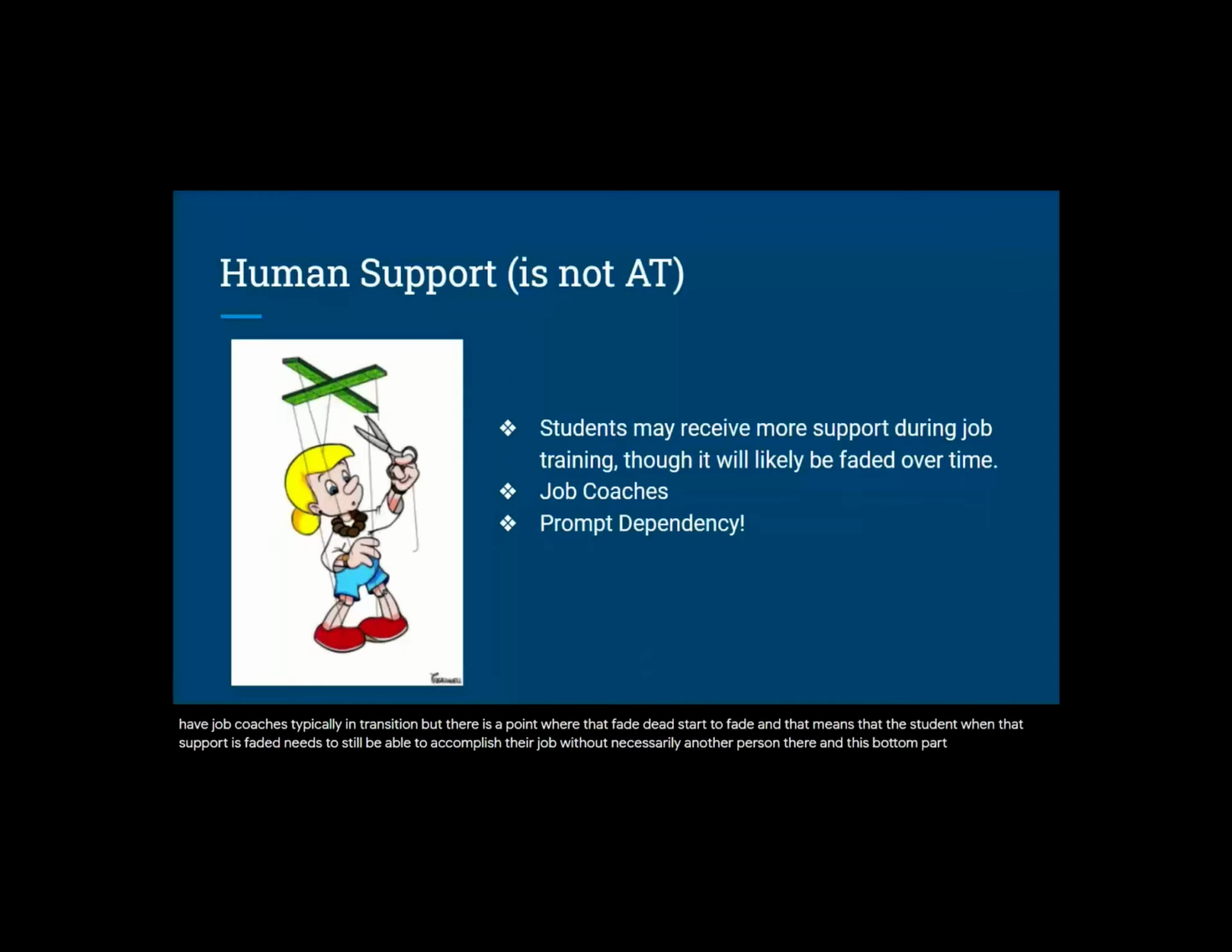And this bottom part is probably the most tricky because we have job coaches who are on site and their purpose is to coach, but it's also difficult to find the right times to jump in and help a student versus the right times to step back, and how to wean away from jumping in and providing human assistance, because that can promote prompt dependency. We don't want a student to be sitting around waiting for someone to tell them what's next. We want them to be trained in a way that they know where to go next.